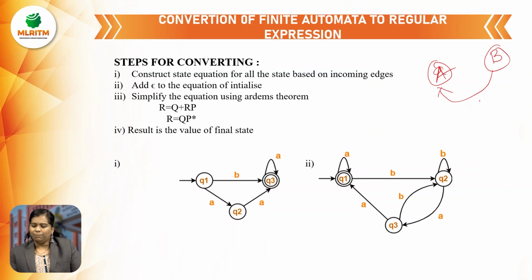Suppose B is sending B to A, which means A contains the incoming edge from B, so A equals B dot B. Next, B equals A dot A. For every state, you need to construct the state equation based on incoming edges.